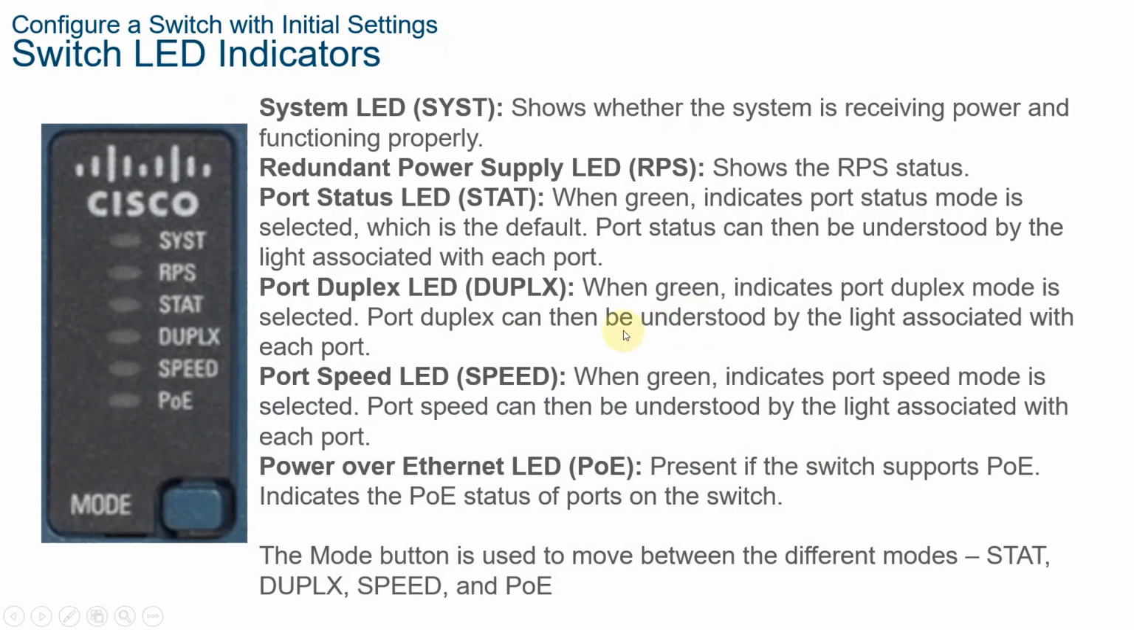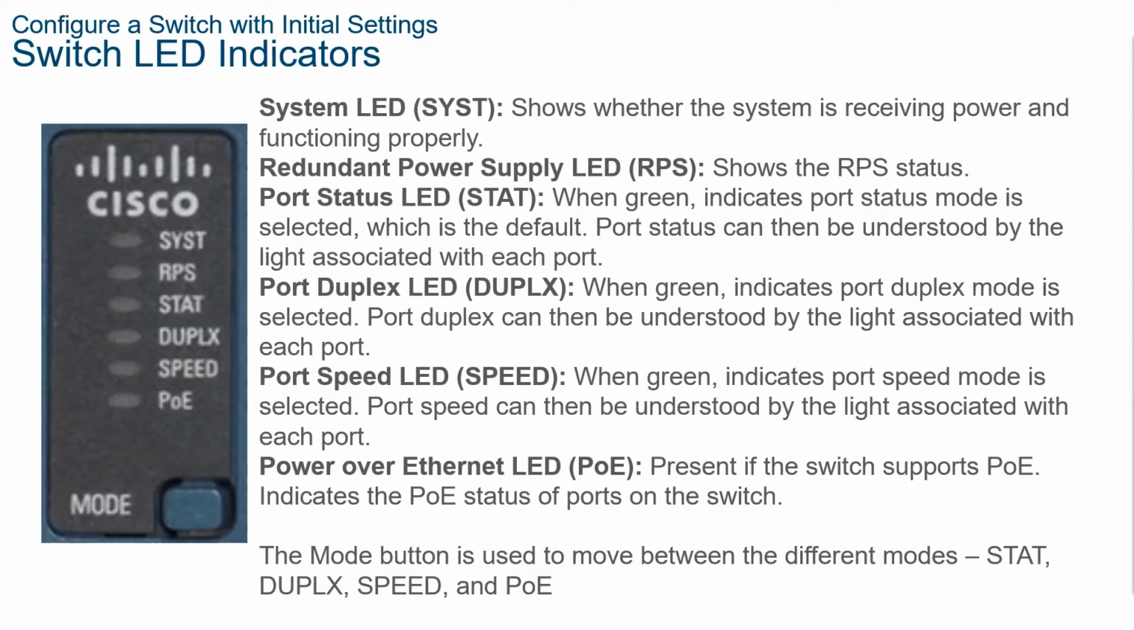Switch LED indicators. Cisco Catalyst switches have several status LED indicator lights. You can use the switch LEDs to quickly monitor switch activity and performance. Switches of different models and feature sets will have different LEDs, and their placement on the front panel of the switch may also vary. The figure here shows the switch LEDs and the mode button for a Cisco Catalyst 2960.